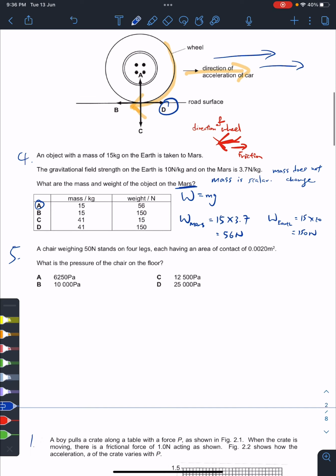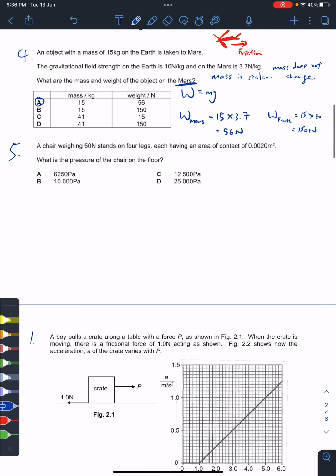Yep. Okay, next. Chair is 50 Newton. Okay.